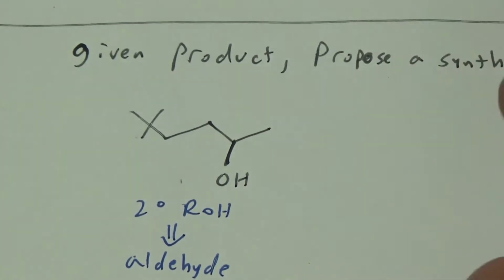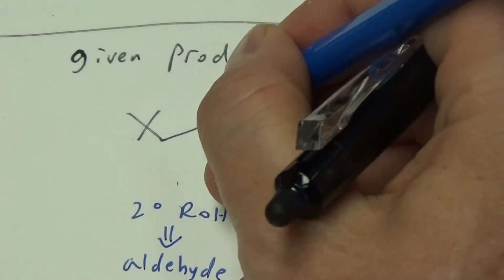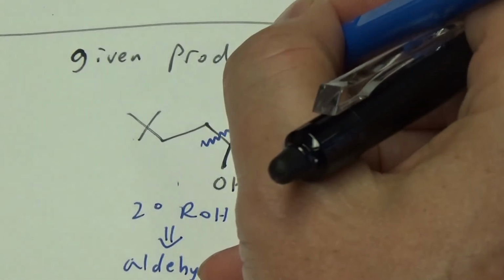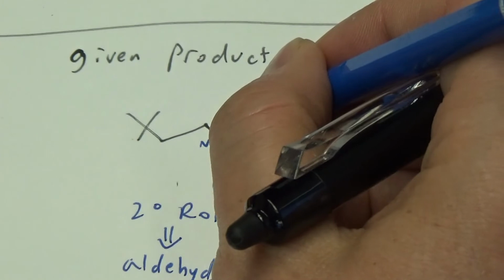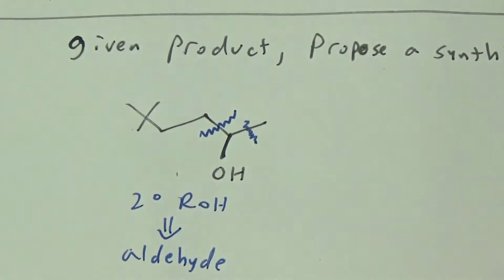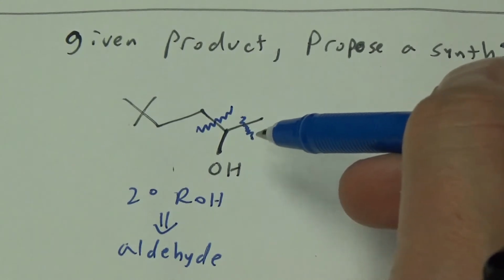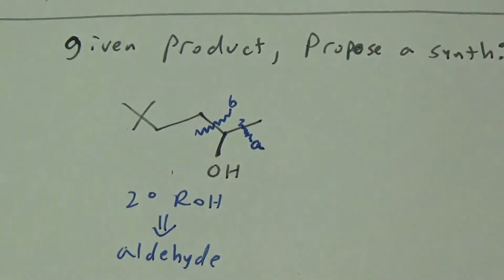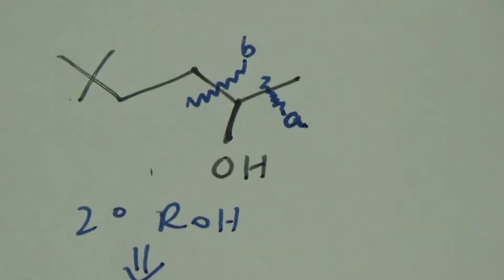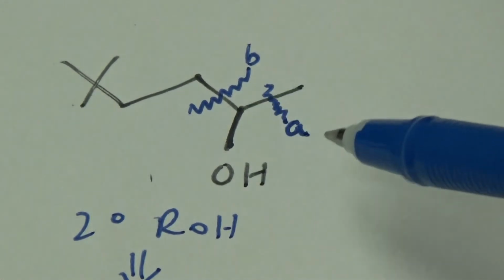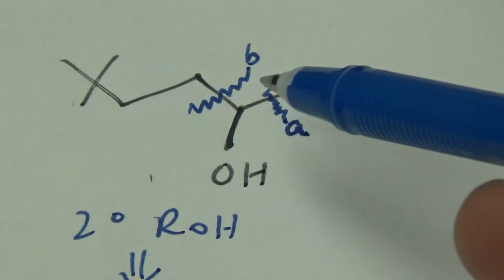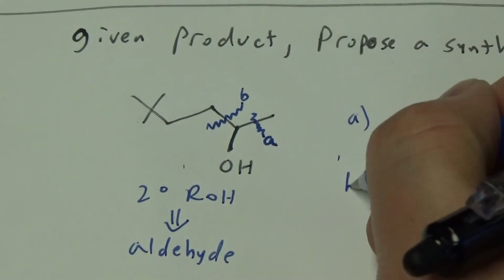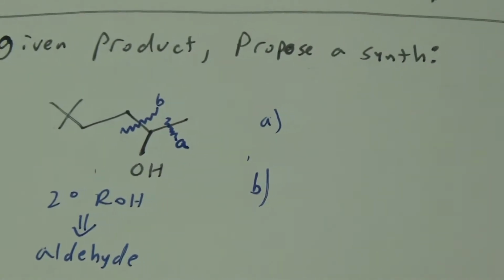So I can envision synthesizing one bond or the other bond using a Grignard. I'm going to suggest this with squiggly lines, my favorite little squiggly line. I can envision one squiggly line or another squiggly line. I'm going to label one B and the other one A. These are my two approaches to making this molecule, by squiggly line A or squiggly line B. Each of those will be a different type of Grignard reaction. For A, it'll be one thing; for B, it'll be another. And we're working our way backwards here, right?